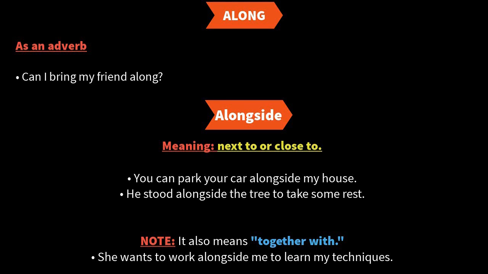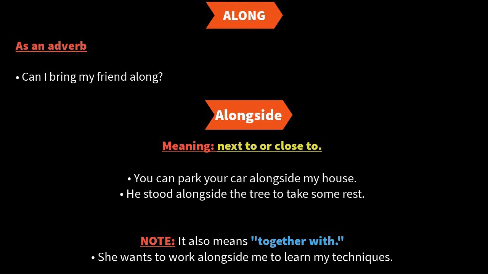He stood alongside the tree, close to the tree, next to the tree to take some rest. She is walking alongside me. That means next to me, close to me, right? So that's how we use alongside.